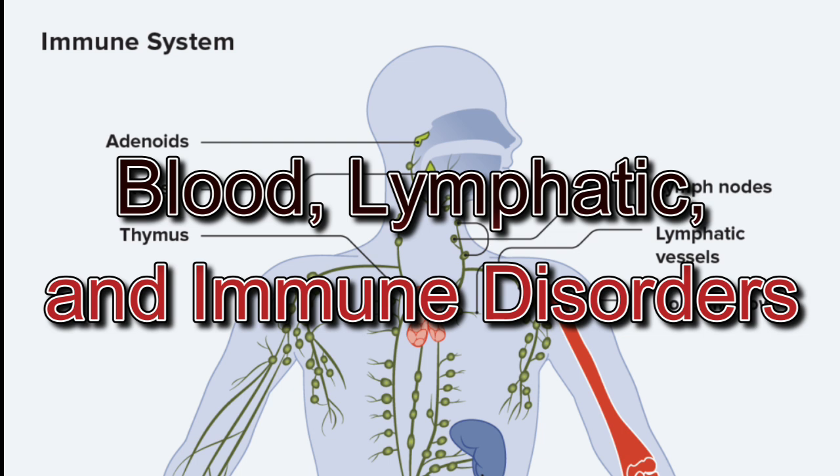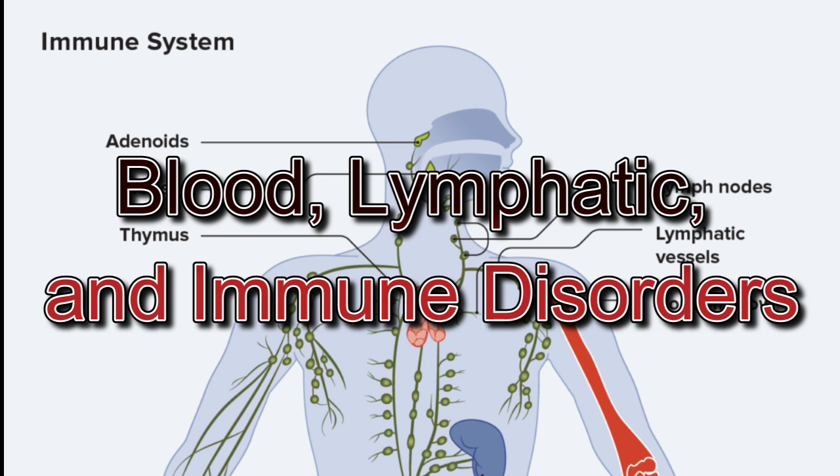Blood, lymphatic, and immune disorders. Anemia. In anemia, there is a reduction in the number of red blood cells in the body, or the hemoglobin in the red blood cells is deficient or abnormal.